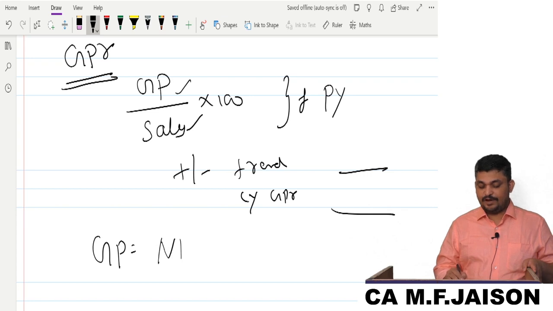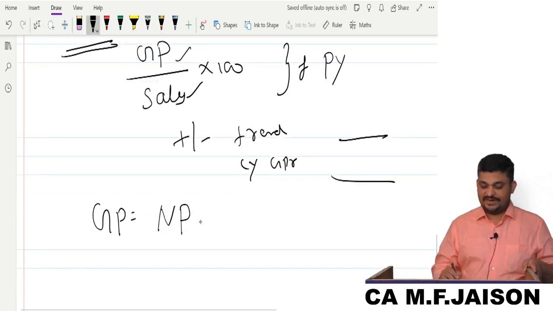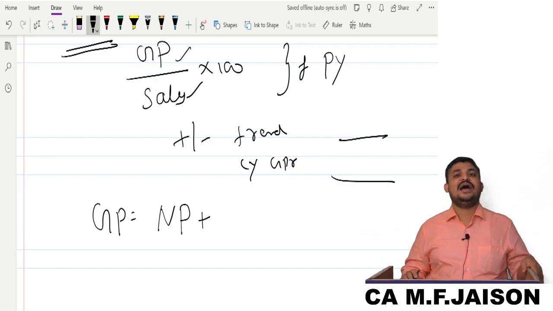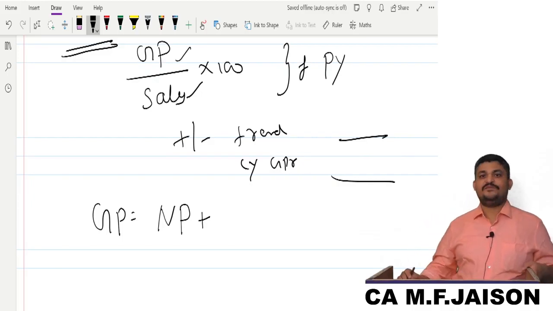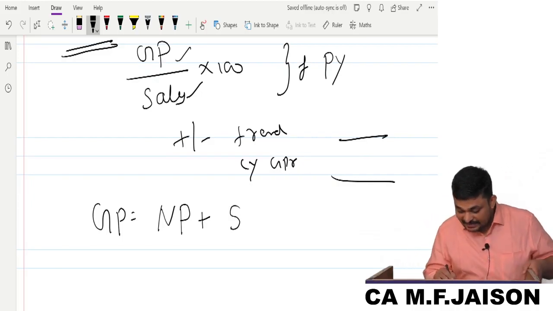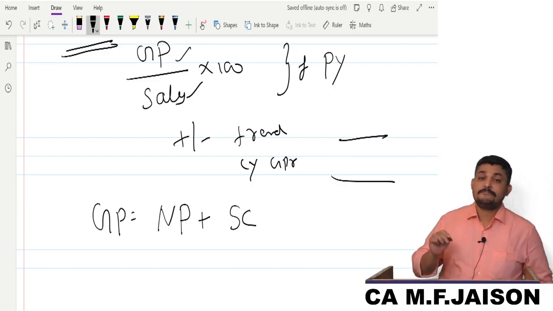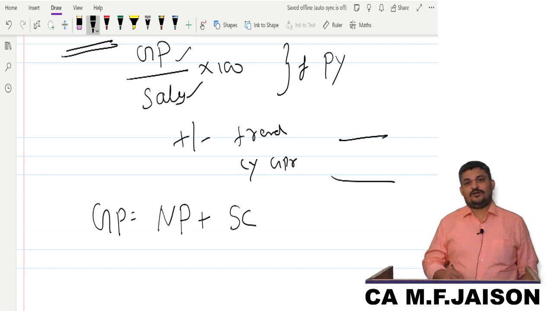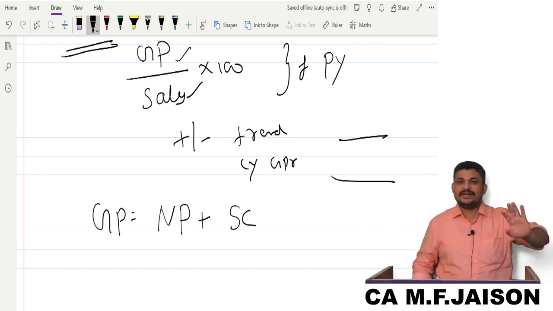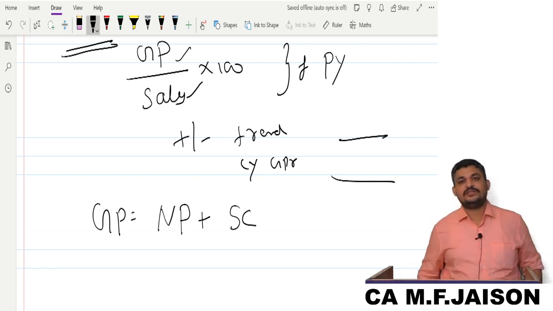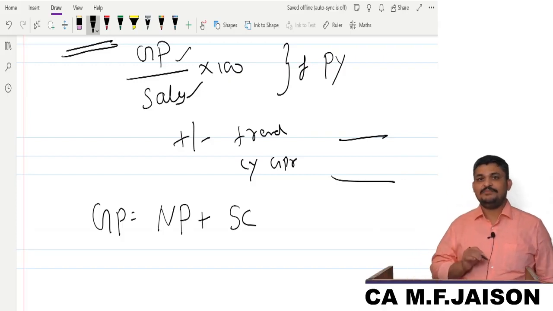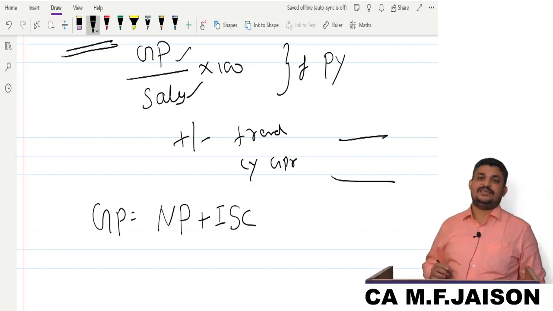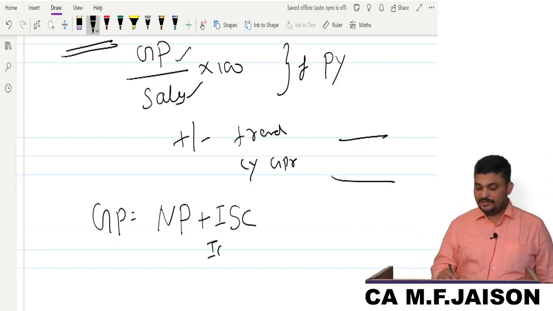But what is GP now? It is net profit plus standing charges. Net profit plus standing charges. What do you mean by standing charges? The fixed cost. Whatever expenses covered in the P&L, generally fixed cost, we call these standing charges. Now let me tell you one more terminology here: insured standing charges. It is called insured standing charges.